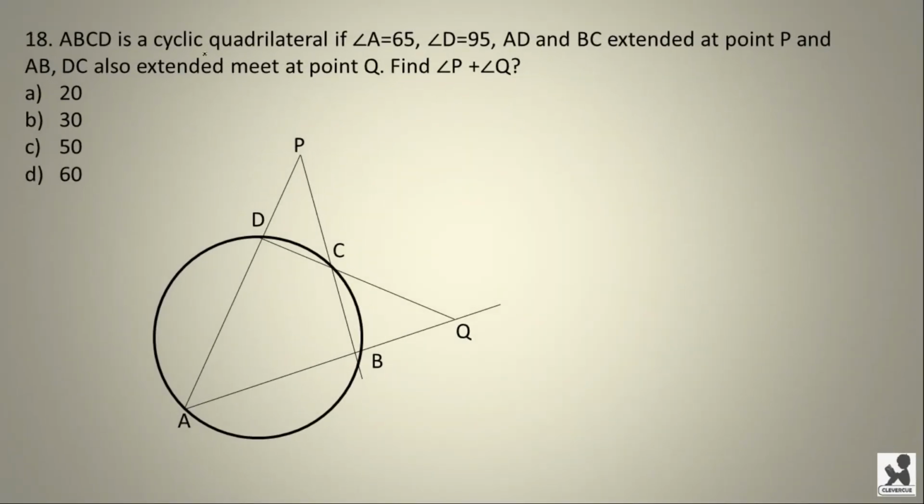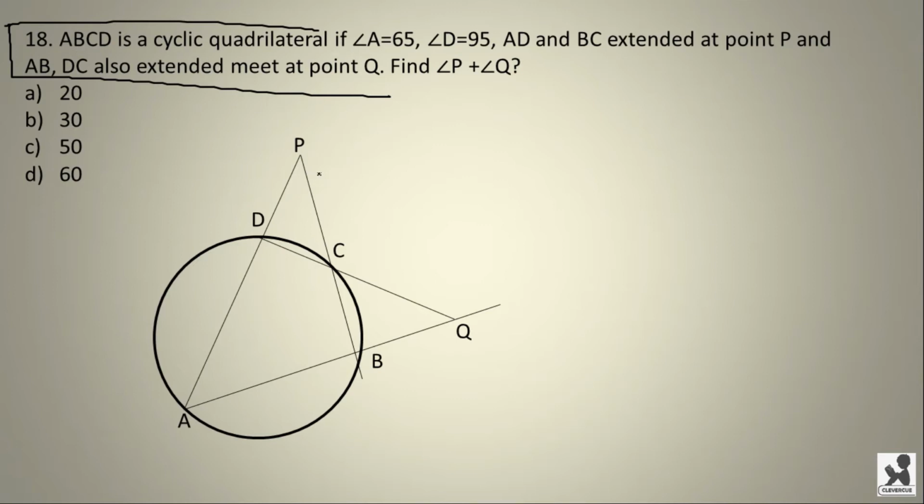ABCD is a cyclic quadrilateral. If angle A is equal to 65. So this question is also asked directly. The figure is not given, and we have to practice drawing such kind of figures. So please read the question and try to draw the figure, and then see my explanation.